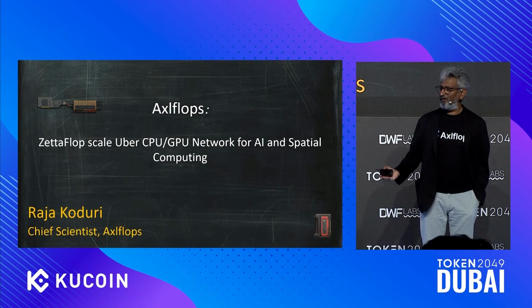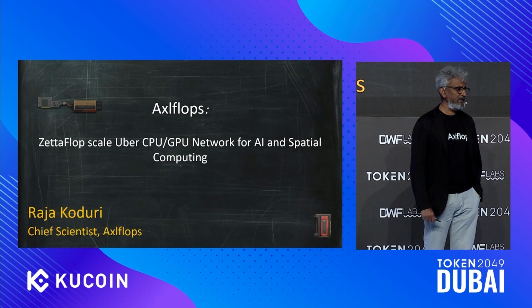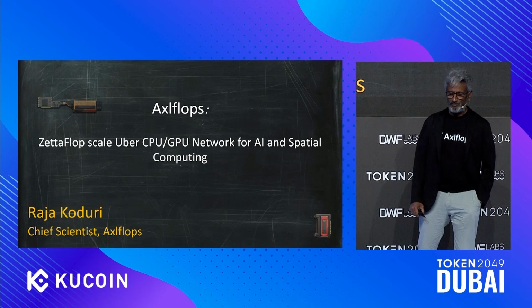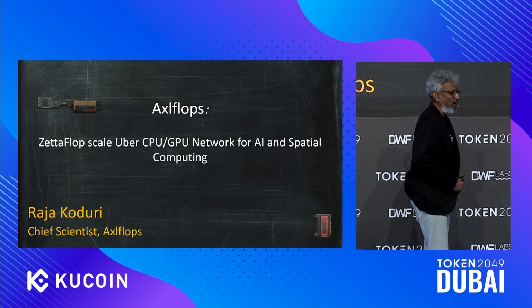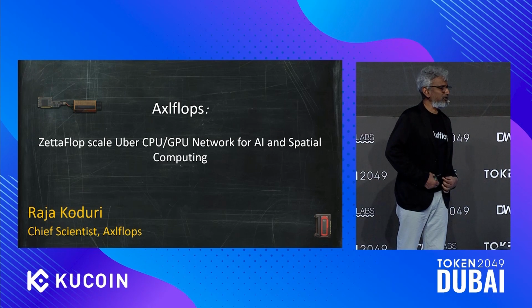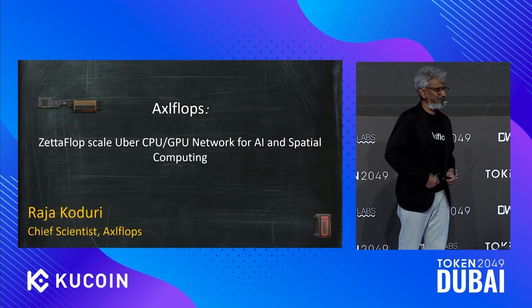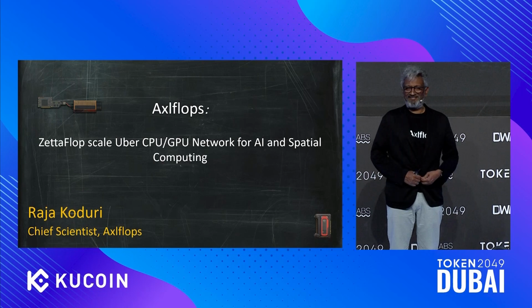The title of this talk reads like a PhD thesis: ZettaFlop scale Uber CPU GPU network for AI and spatial computing. How many deep tech computer people are in the audience? No one. Good.